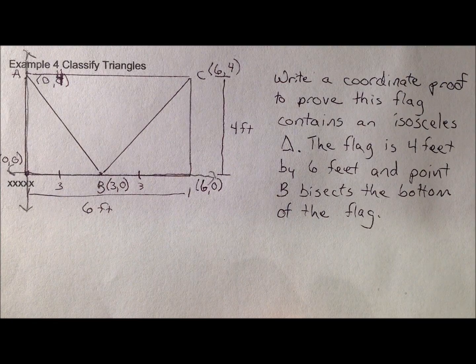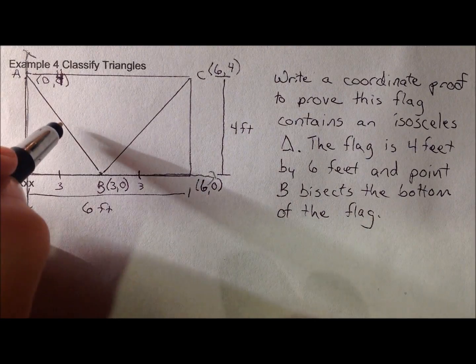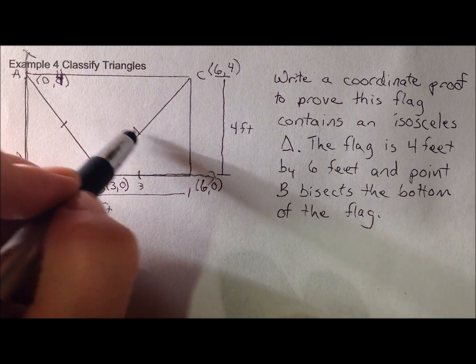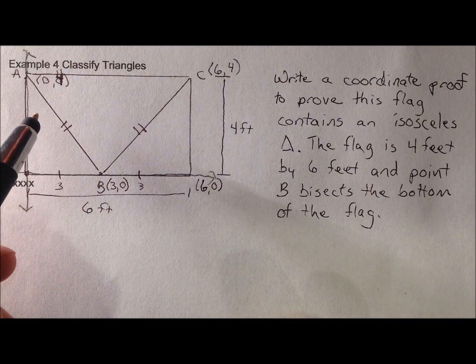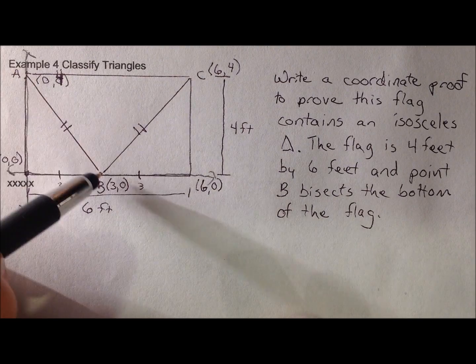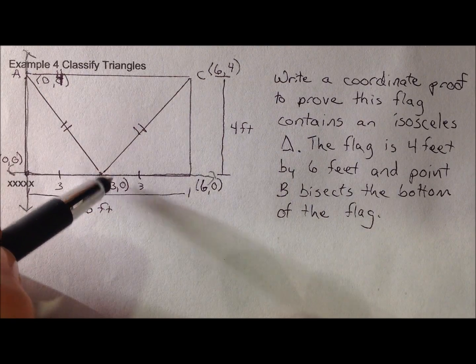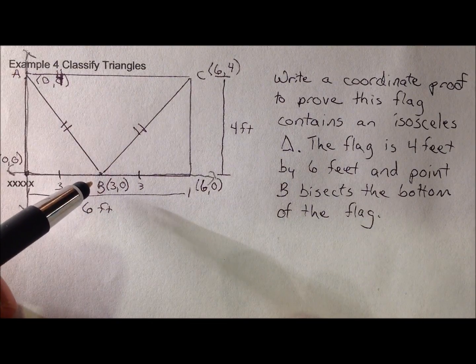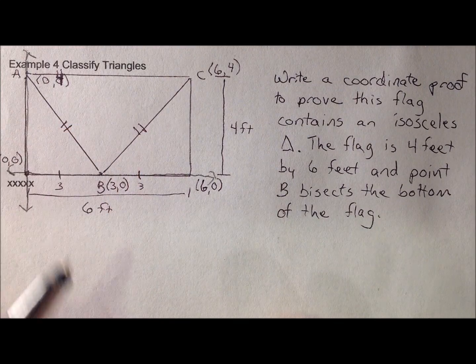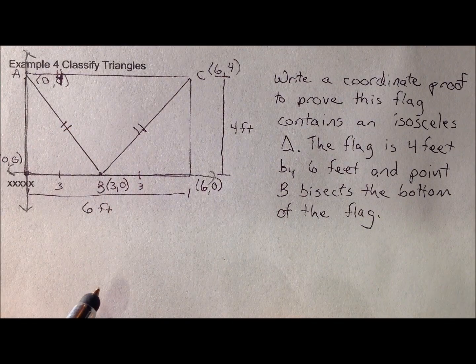It wants us to prove that this is an isosceles triangle. In order for it to be an isosceles triangle, we need these two sides to be congruent. Put the double hash there. So in order to prove that, I can use these coordinates and substitute them into the distance formula to see the measure of AB and CB and see if they are equal.